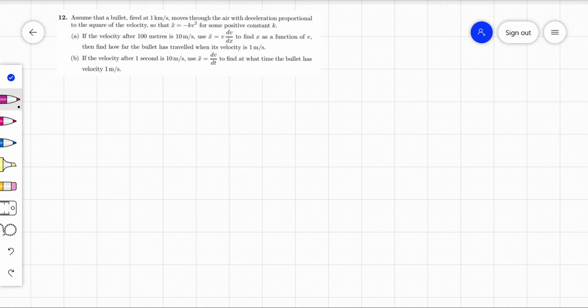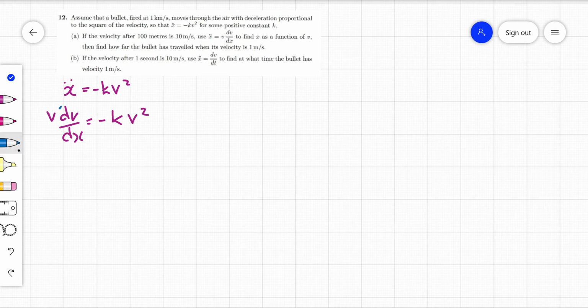All right, so it's a bullet being fired at 1 kilometre per second. Don't forget that's 1,000 meters per second. It tells us to use x double dot is minus kv squared, so we're going to do that first. Sorry, it tells us to use v dv/dx for x double dot. So v dv/dx, and we could divide through by that v.